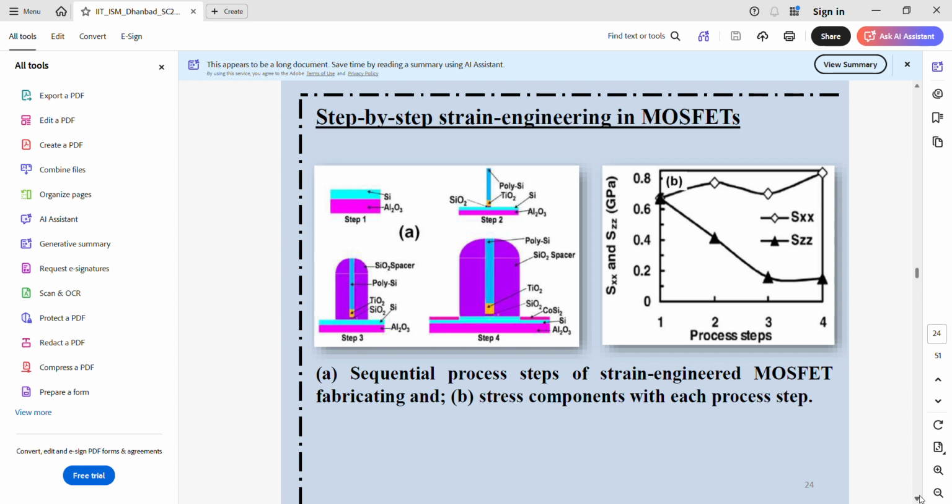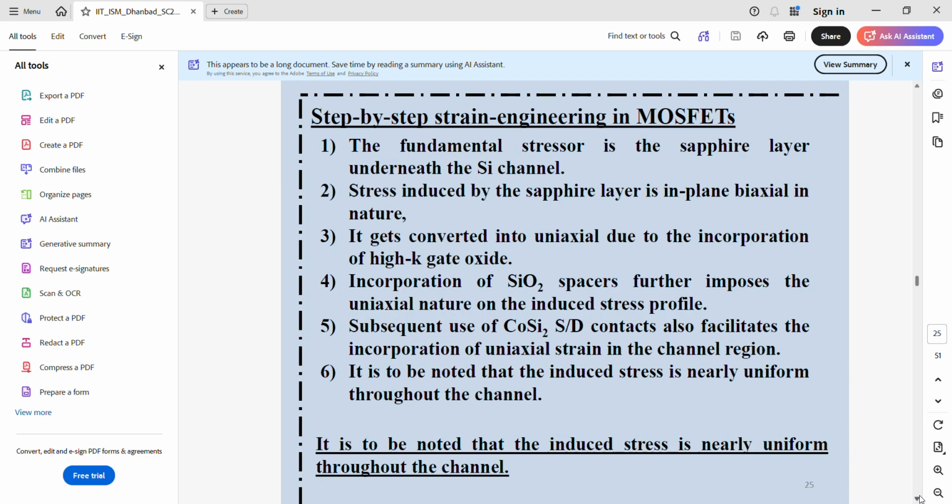We see that initially the amount of strain induced along both the x-axis and z-axis were the same, but process-specific strain engineering has separated the two line graphs, and therefore uniaxiality has been achieved.